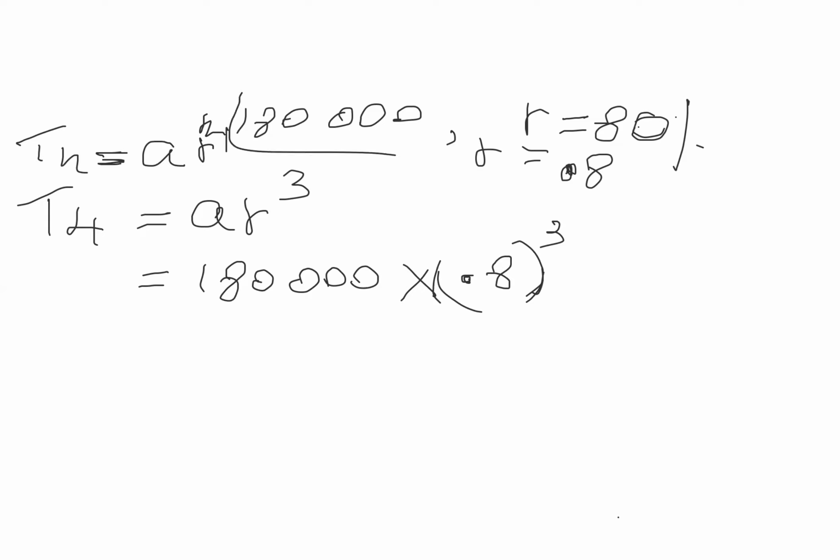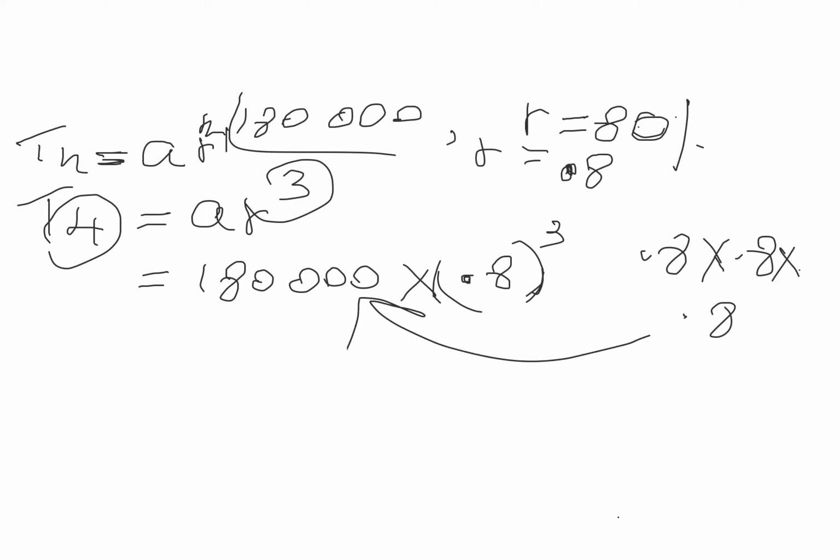Okay, n minus 1. Here we need the fourth term, that means the power should be 3, that is 4 minus 1. So then 0.8 to the power of 3, you can get it very easily, no? Multiplying 0.8 three times, and then multiplying by 180,000. So you can get the value. I don't know the exact value, I just checked with my calculator. I think approximately 92,160 rupees. Right? So it's okay.